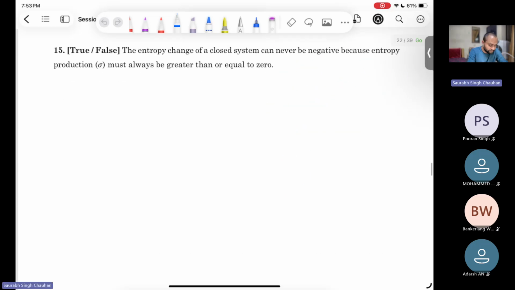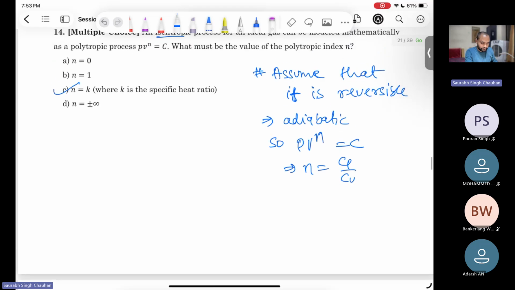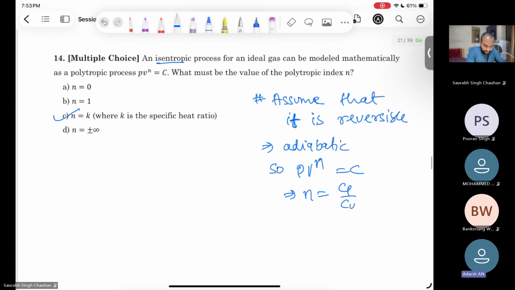Now coming to the next question. Sir, one doubt in the last question. But the question does not say it is a reversible process. It can be a reversible process. It can be an irreversible process. In that case, this may not be valid. But it is saying that it is mathematically modeled as a polytropic process, PV to the power n is equal to C. What should be the value of polytropic index n?